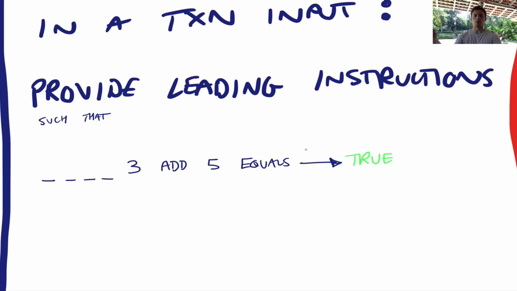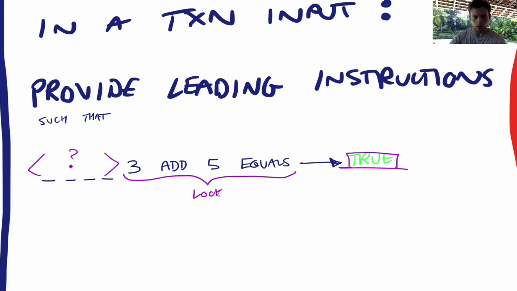Right? So this goes back to our script at the beginning. So it's like setting a puzzle. It's inviting anybody out there to provide a sequence of script instructions that, when placed in front of 3 add 5 equals, evaluates in the stack-based language to the value of true on the stack at the end of execution. Only one value, not the top value, but the only value. Right? Now this is called a locking script.